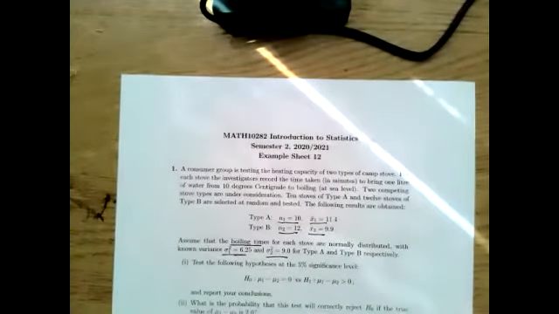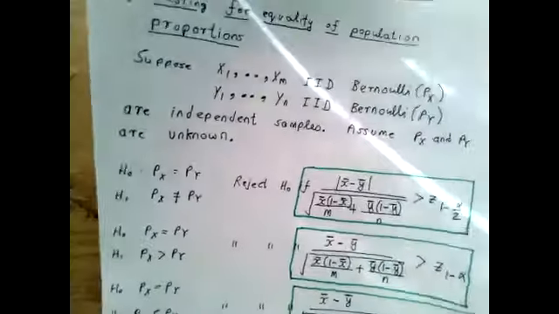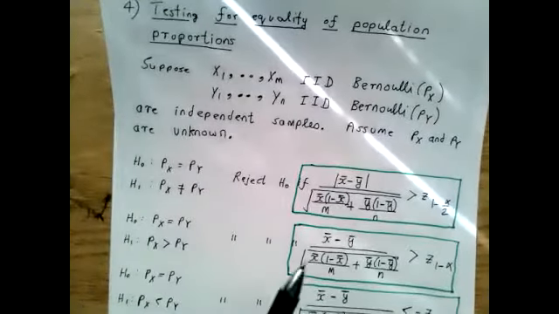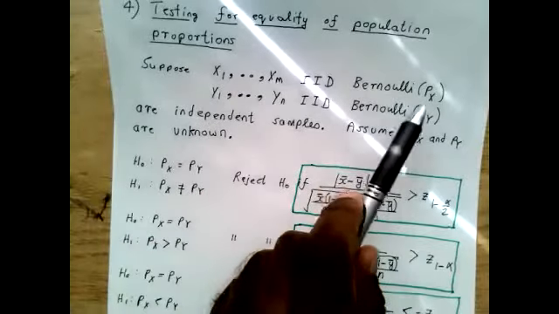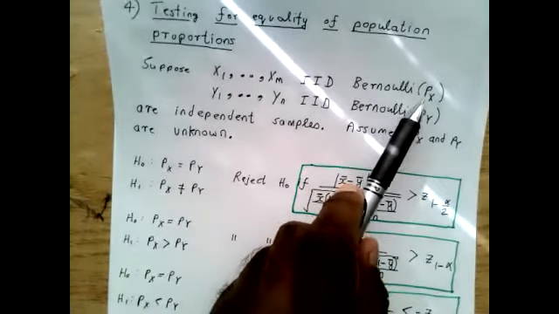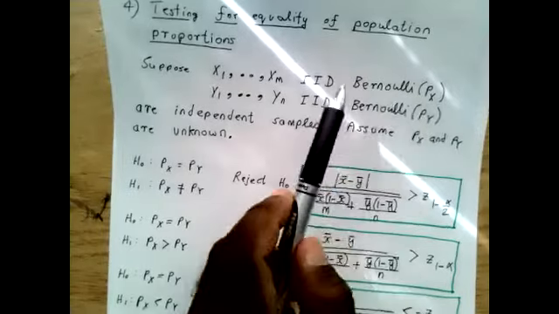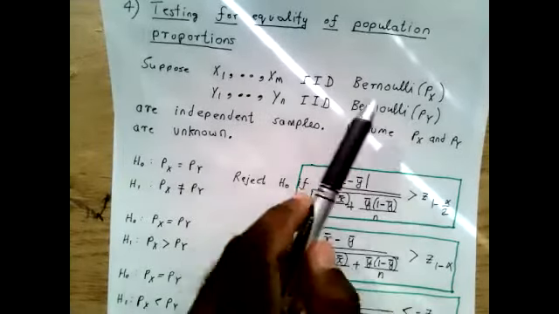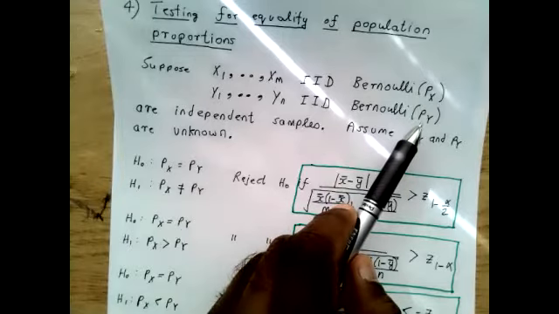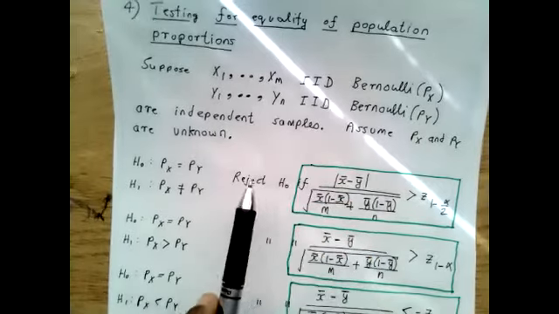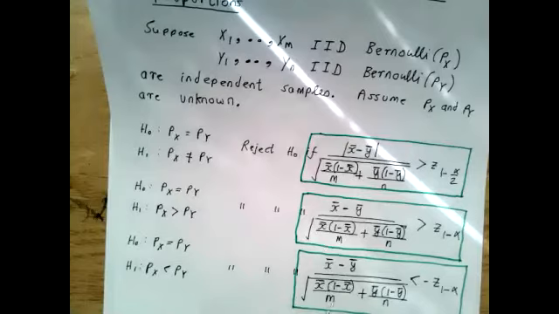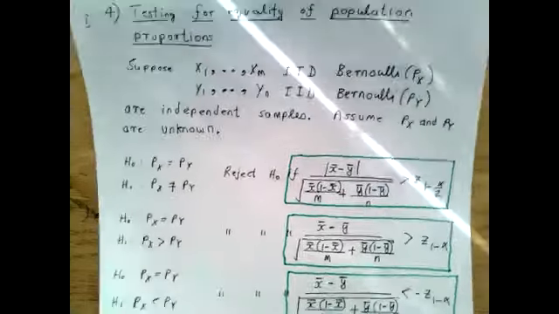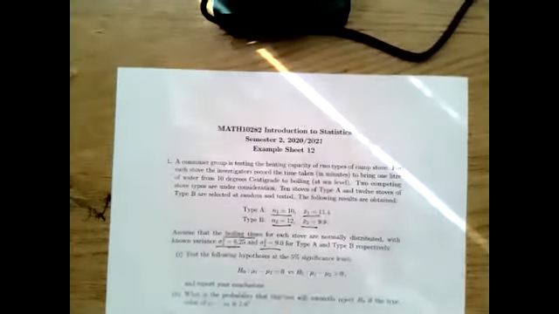And finally, the final thing we did about 2 weeks ago is this. Here we are trying to compare the population proportions. So you have 2 random samples from 2 different Bernoulli populations. PX is the population proportion for the first sample, and PY is the population proportion for the second sample. And here we are trying to compare the proportions in 3 different ways. And these are the rejection rules, right? Okay, let's get back to question 1.